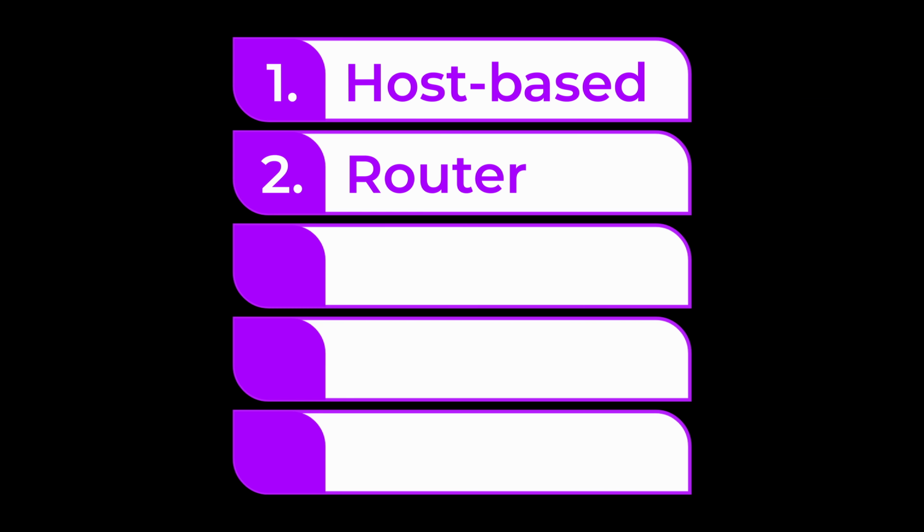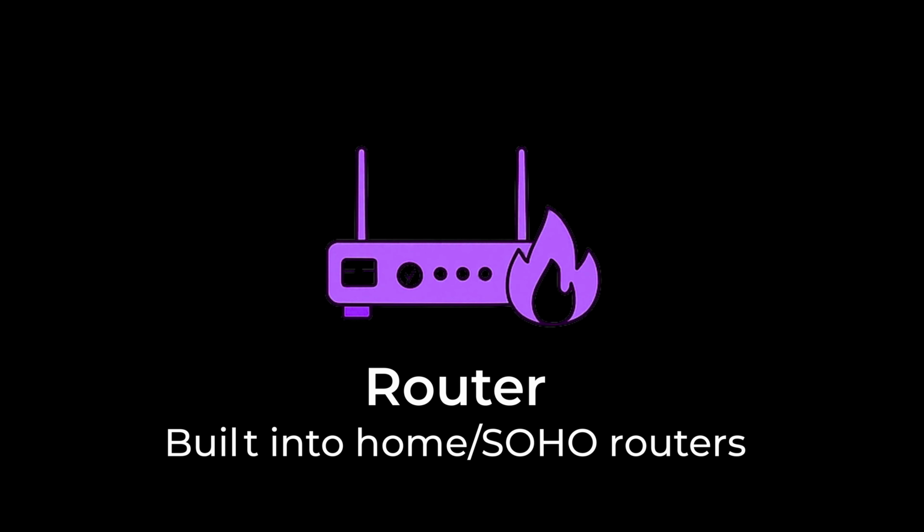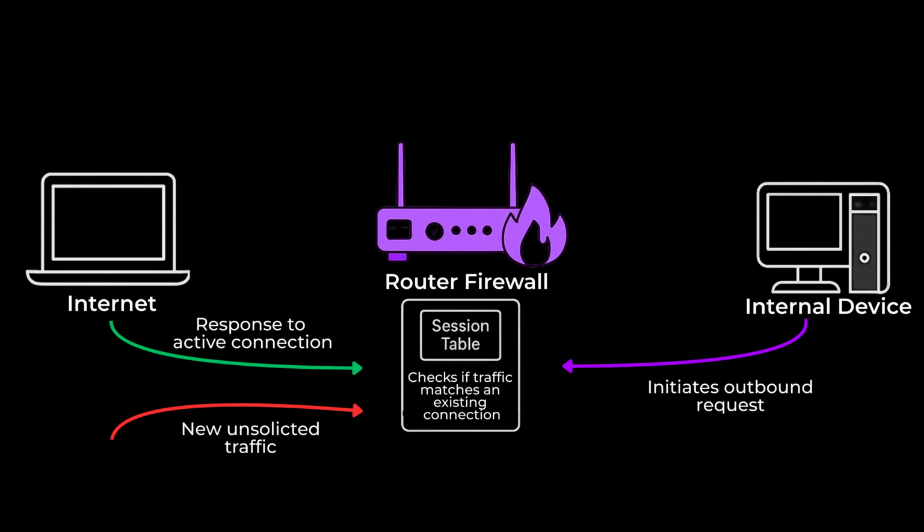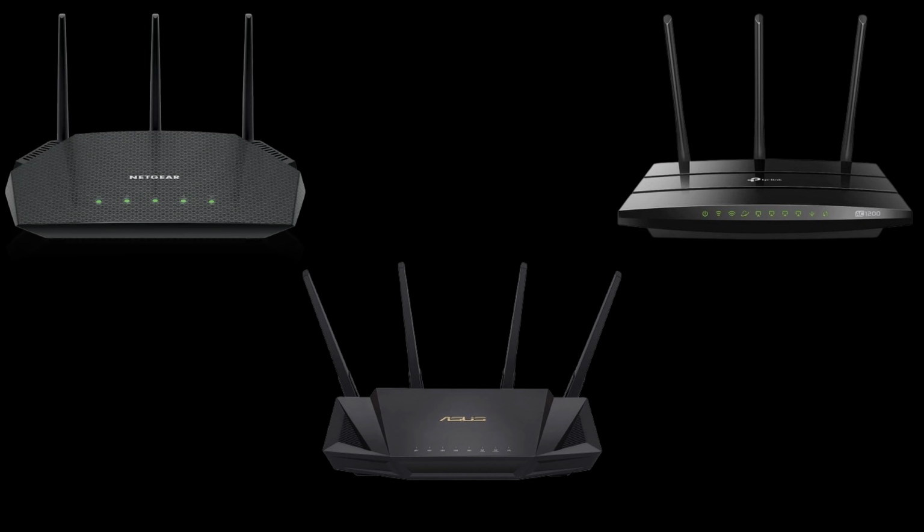The second type are router firewalls. These are built into home or single office home office routers and perform network address translation, or NAT for short, and basic stateful filtering. NAT essentially just hides your internal devices behind a single public IP address, and stateful filtering monitors active connections to decide whether incoming traffic is part of a trusted session. Examples of router firewalls can be seen with ASUS, Netgear, and TP-Link routers.